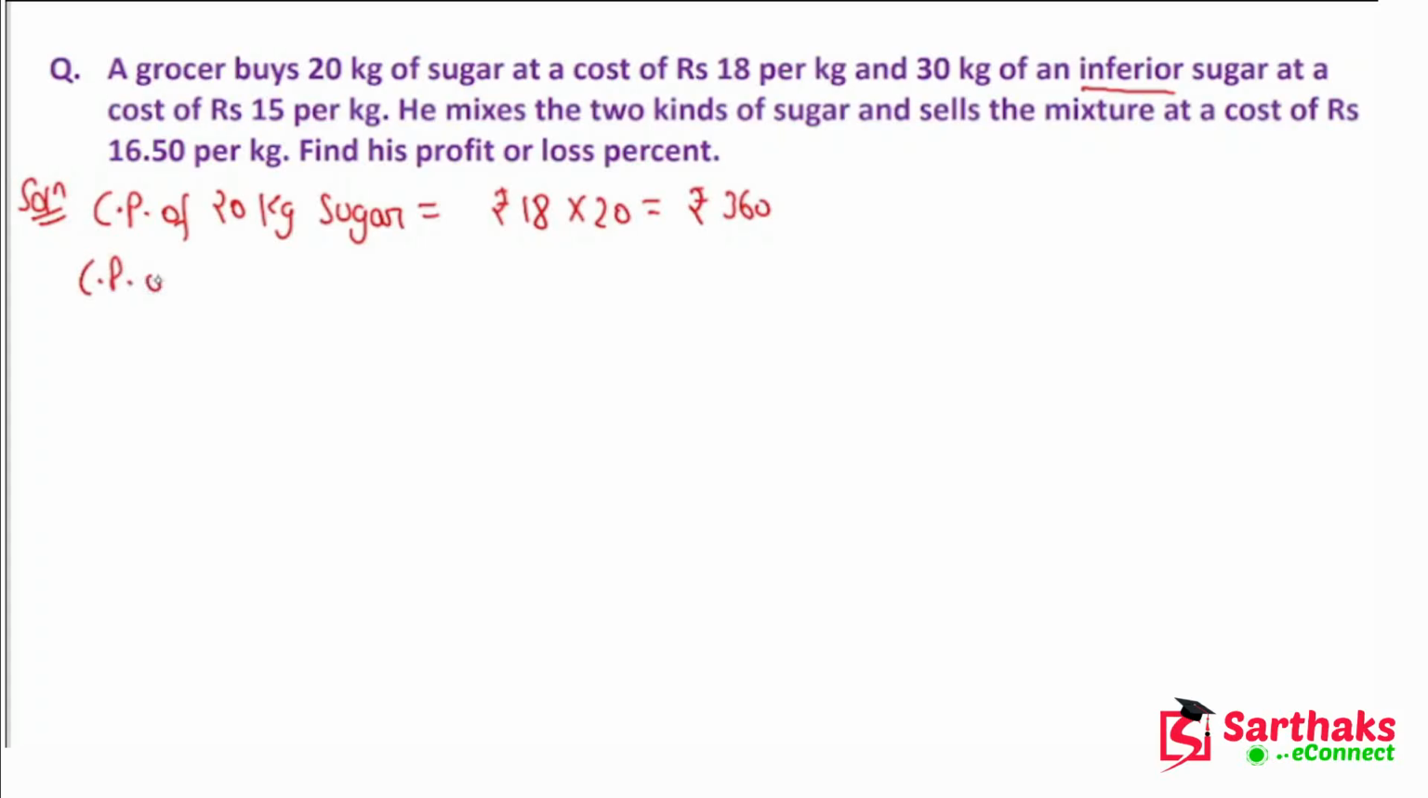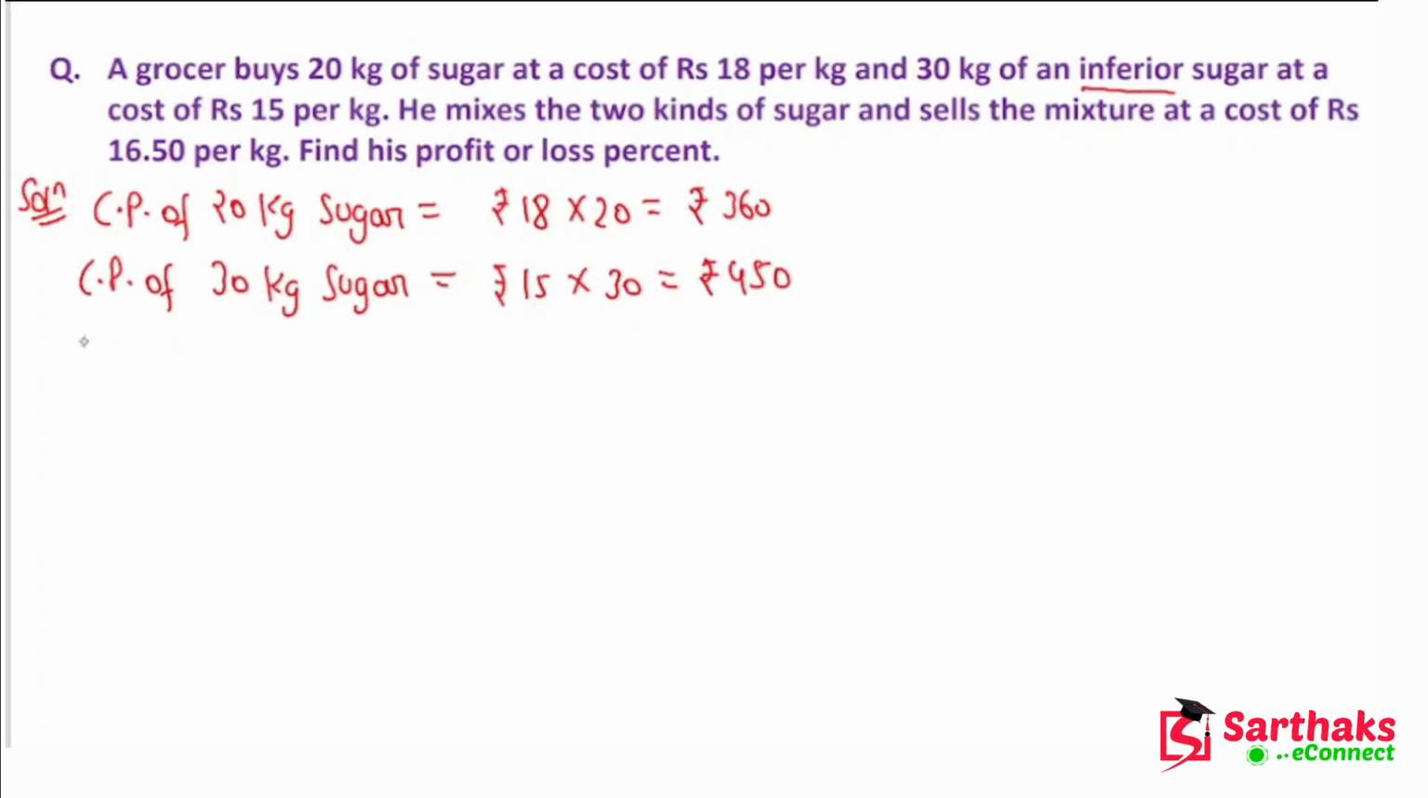Then cost price of the next 40 kg, not 40 but 30 kg. So cost price of next 30 kg sugar is equals to what? He purchased at rupees 15 per kg, so it would be 15 into 30, that would be rupees 450, right? So it is rupees 450.